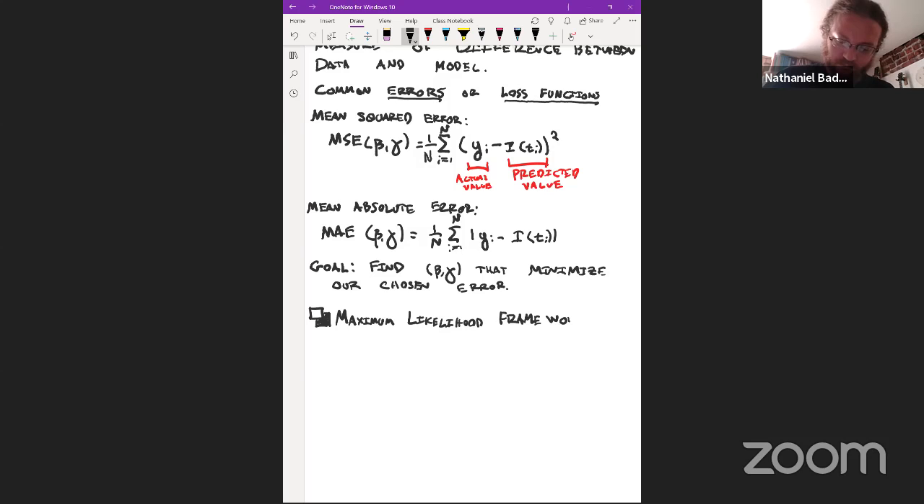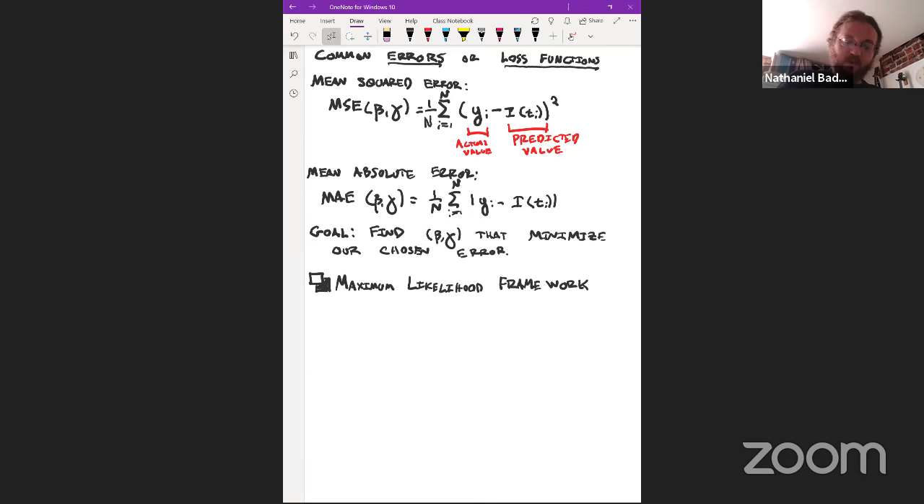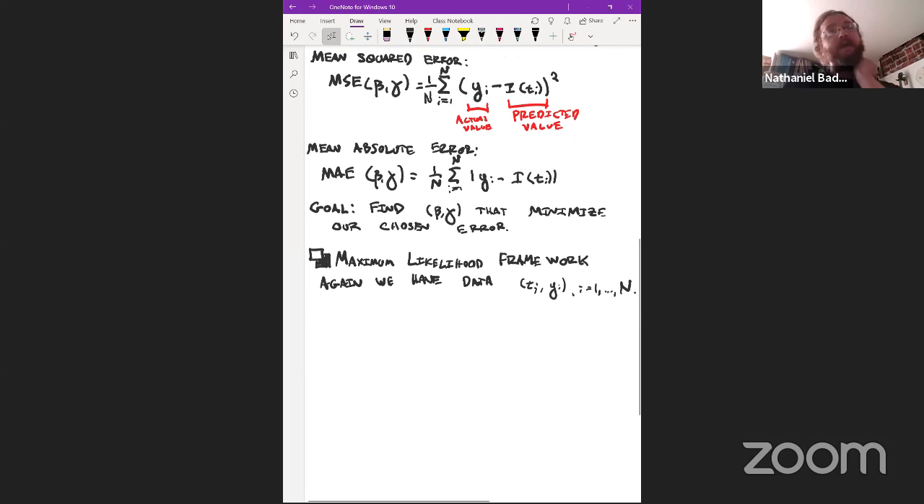Okay, so maximum likelihood framework. The idea behind maximum likelihood is, again, we have some data: ti, yi, i equals 1 up to n. And instead of now proposing a functional model, we're going to propose a probabilistic model.